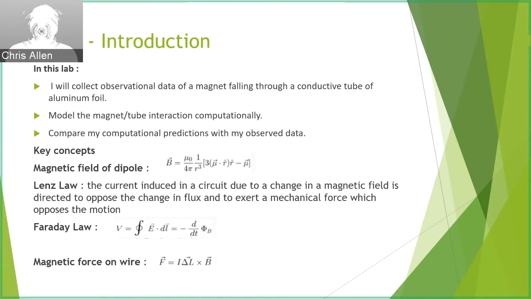So the key concepts are the magnetic field of a dipole, Lenz's law, which says the current induced in a circuit due to a change in the magnetic field is directed to oppose the change in flux and exert a magnetic force which opposes the motion, Faraday's law, and the magnetic force on a wire.